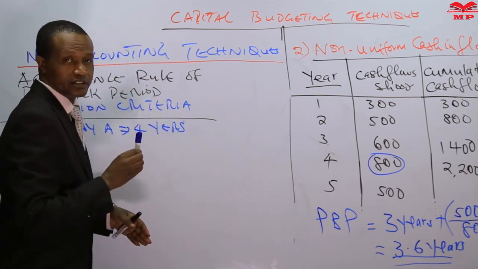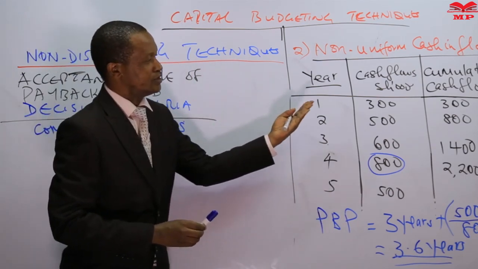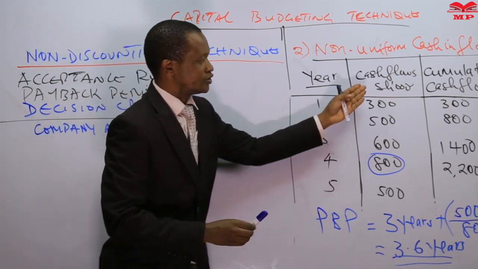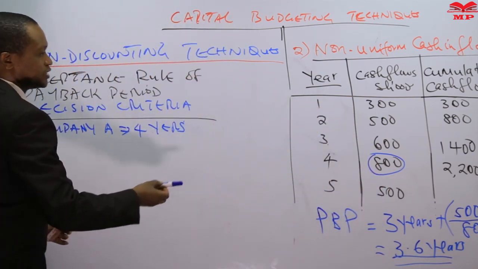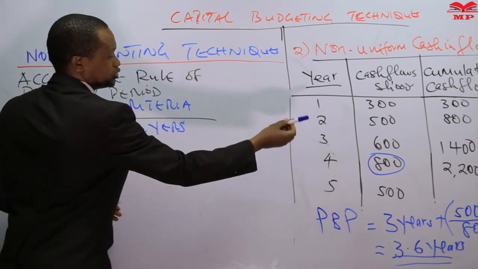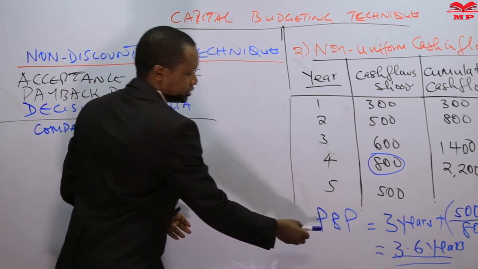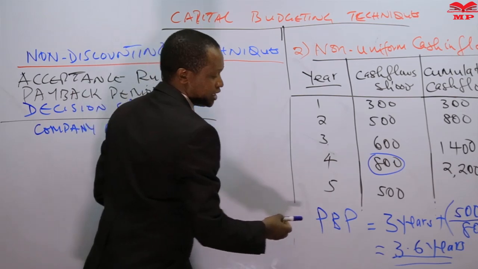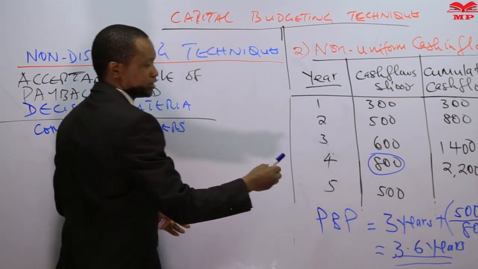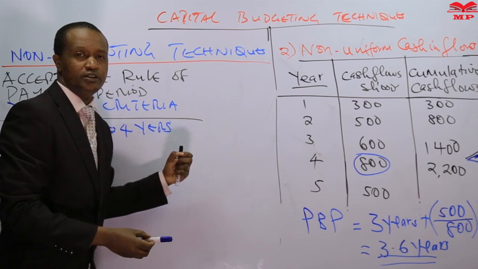Because remember, here we are evaluating. This project has not been undertaken. We are carrying out evaluation, and we have estimated that these are the cash flows expected from the project. So based on that information and the payback period, you can see clearly that the project should be undertaken. Why? Because the payback period is 3.6 years, meaning after 3.6 years, the project will have repaid the initial outlay of 1.9 million, which will have been recouped or recovered.